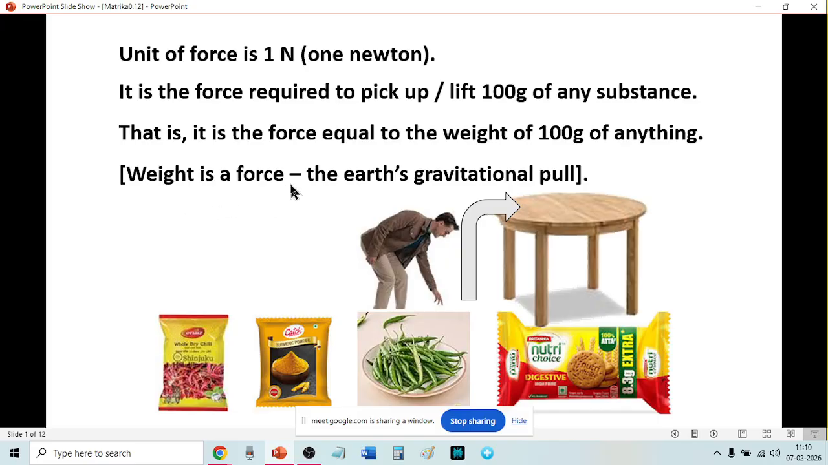So weight is a force. The Earth's gravitational pull. What is weight? The pull of gravity. The pull of Earth's gravity is a force. So weight is a force.